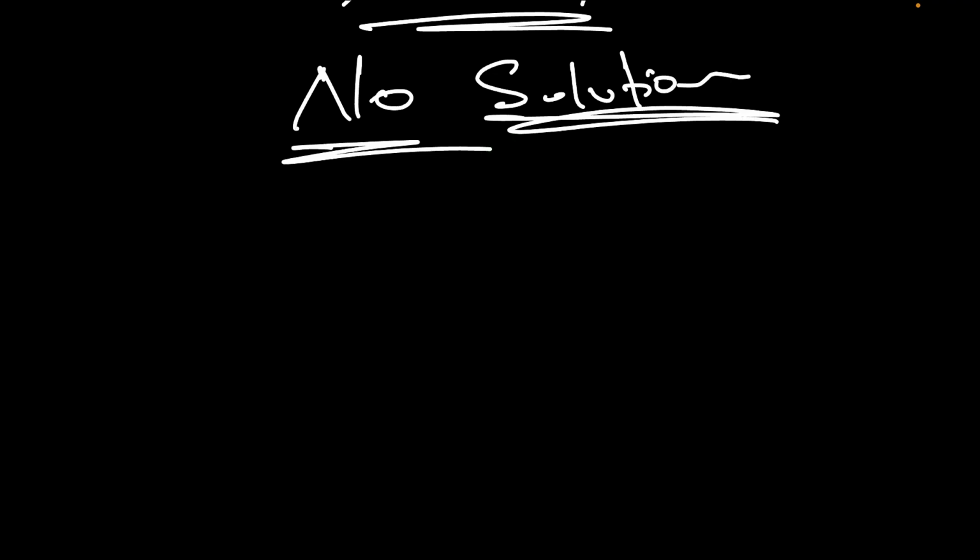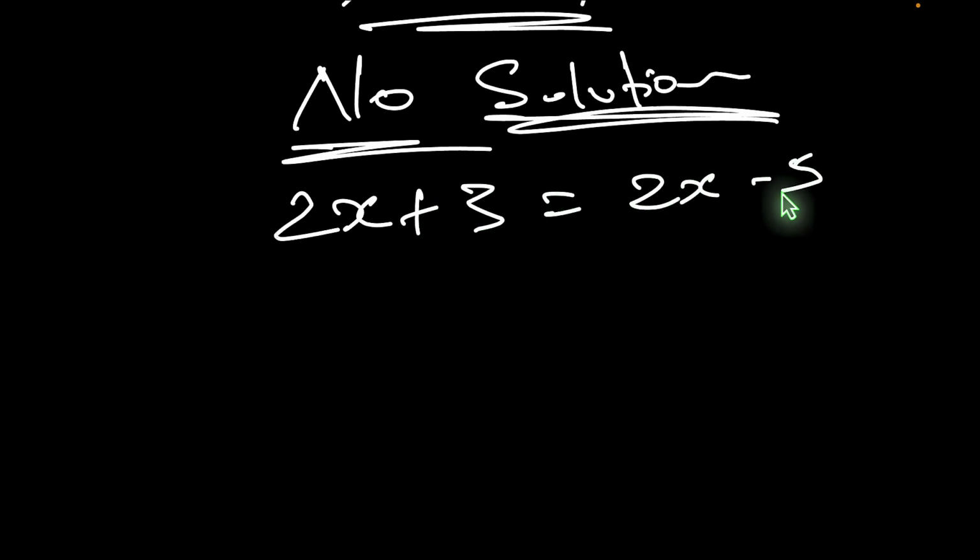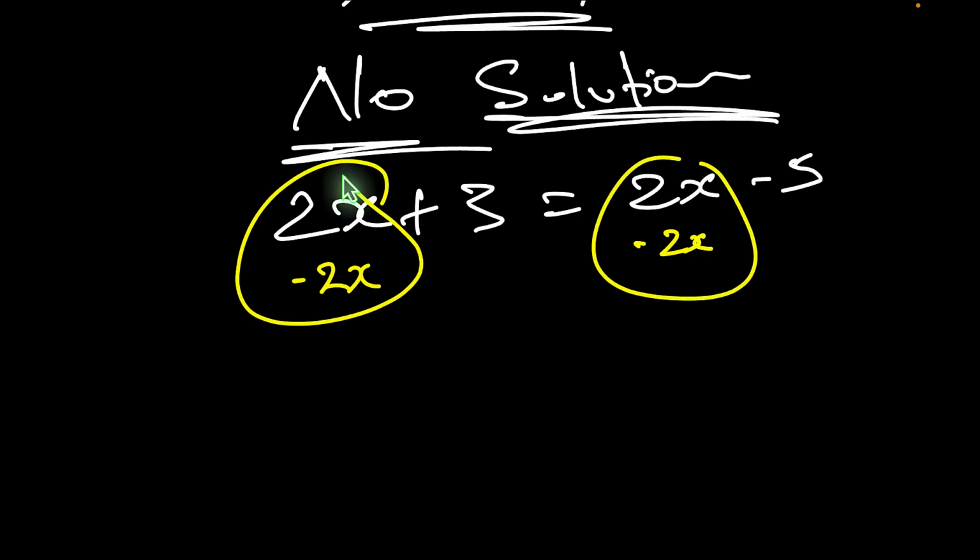So let's say we had 2x plus 3 equals 2x minus 5. Of course, we would try to get the x's on one side. So when we subtract 2x from both sides, what we end up with here is a statement that is not true. We actually end up with 3, which is not equal to negative 5. So in this instance, this is what's classed as a no solution equation.